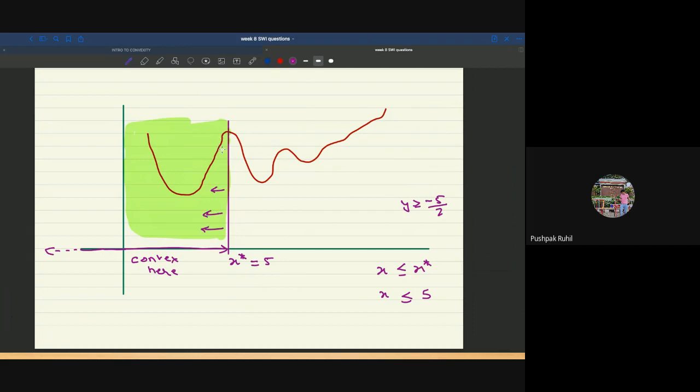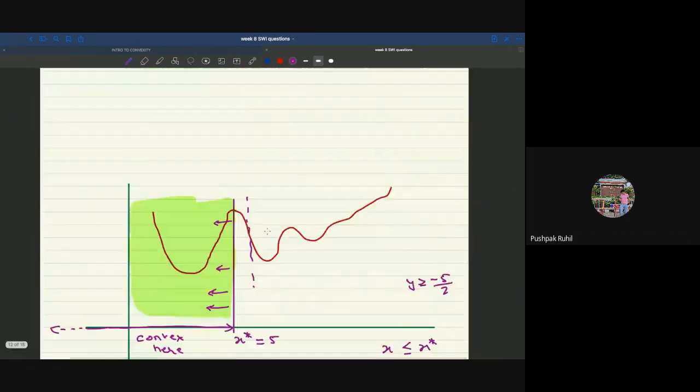I've not drawn it properly, but it is a convex function to the left hand side. But the moment you take a step to the right hand side, maybe let's say here, then your function would be something like this, and it's not convex anymore. So that's what I was trying to explain.